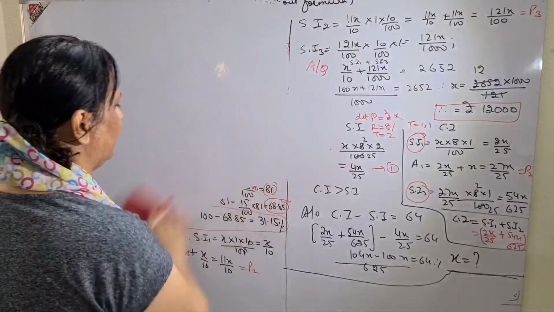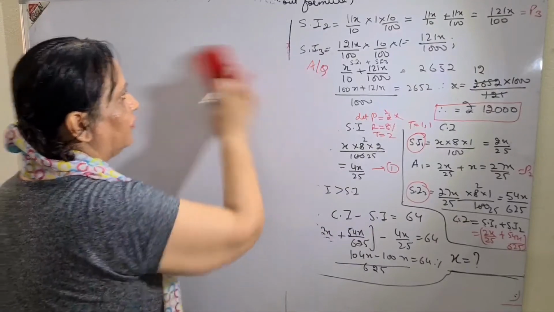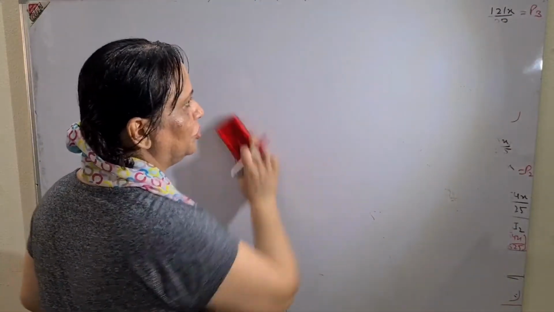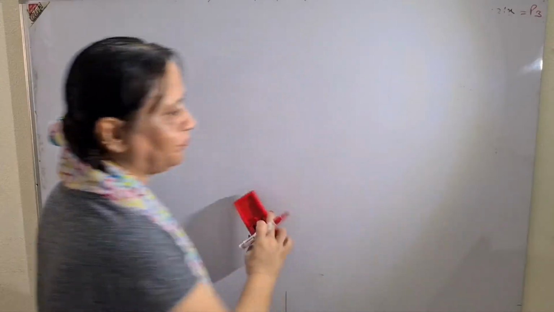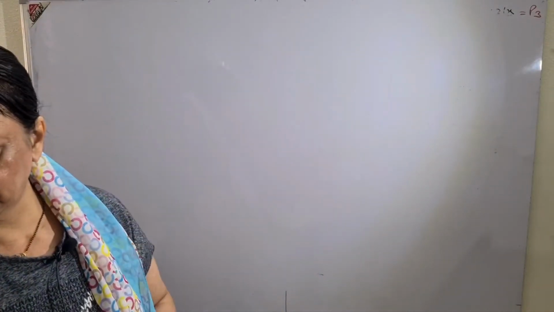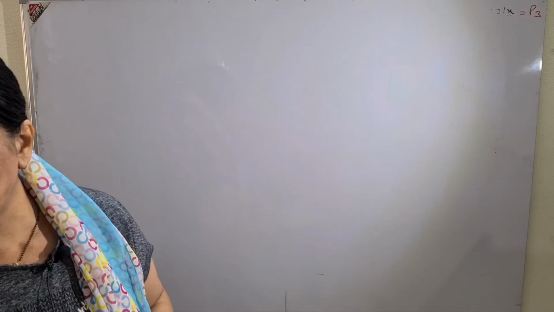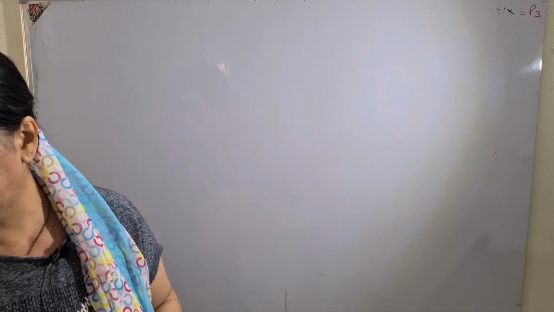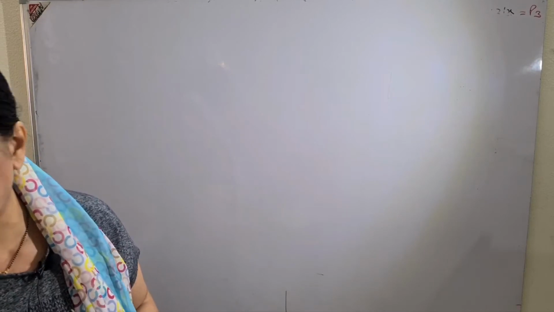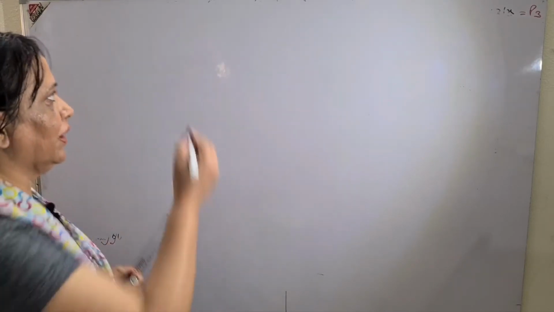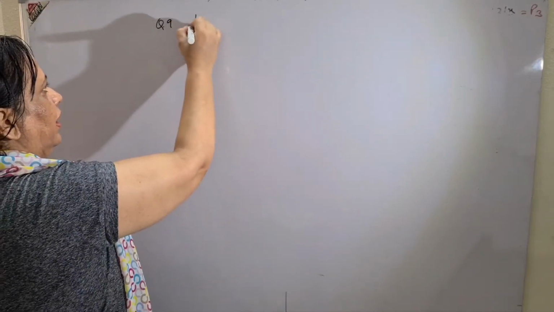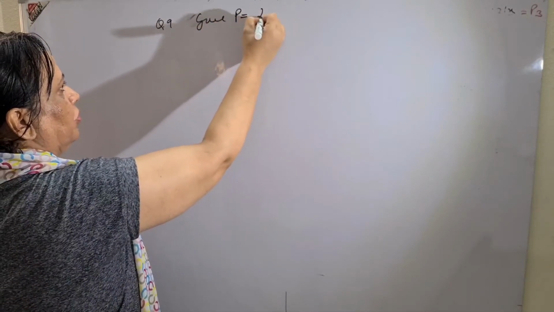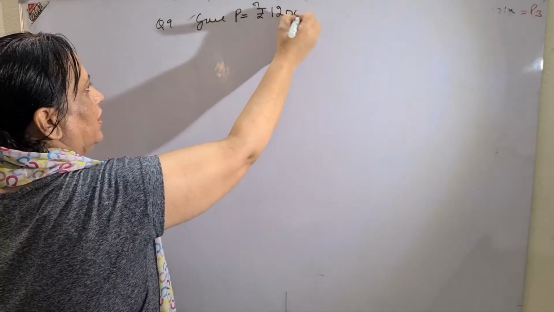Then come to question number 9, and of course the last question. Again I will give you hints for these two sums also. Question number 9, you see, Ashok borrowed rupees 12,000 at some rate. So the rate is not given, children. In this question the rate has not been given. So the principal, let the given P be equal to rupees 12,000.